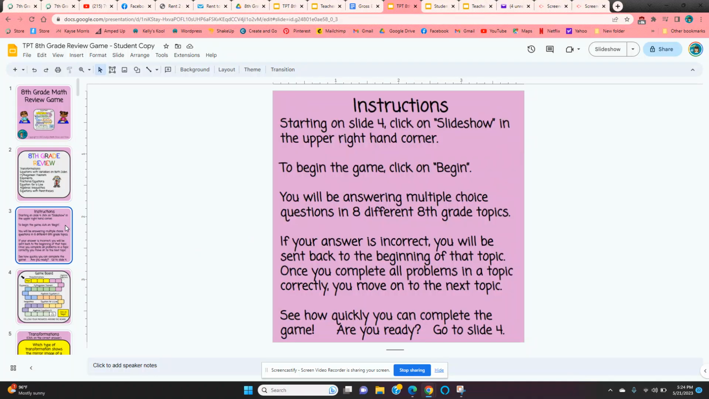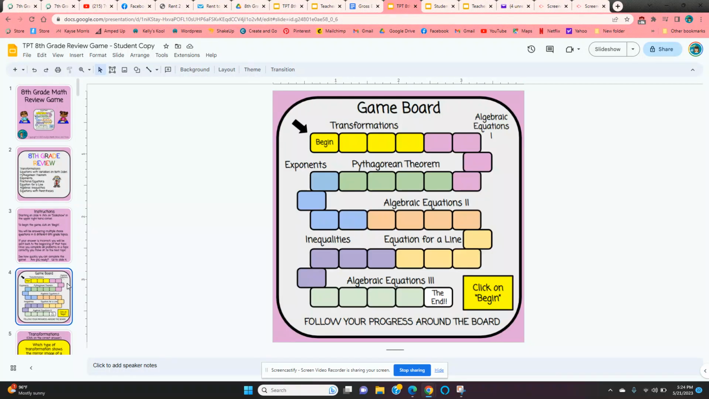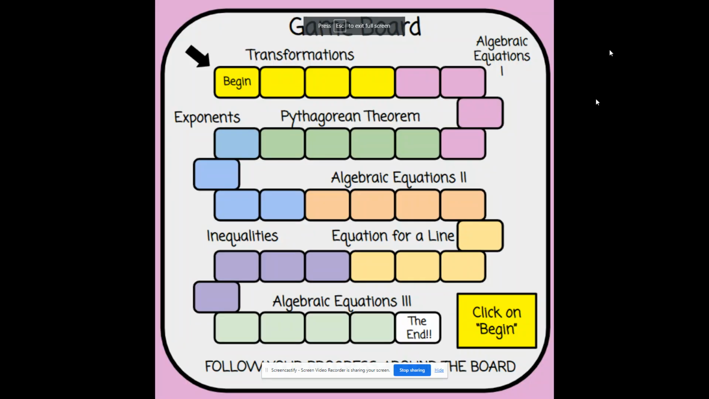So the instructions for the students are on slide 3. When they start on slide 4, you need to instruct them to come up here to slideshow. So once they're on slideshow, then it becomes full screen. It's much easier for the students to play the game and they don't see the other slides. So starting here on slide 4, they're going to click on begin. So they're going to make their way through this game board all the way to the end.